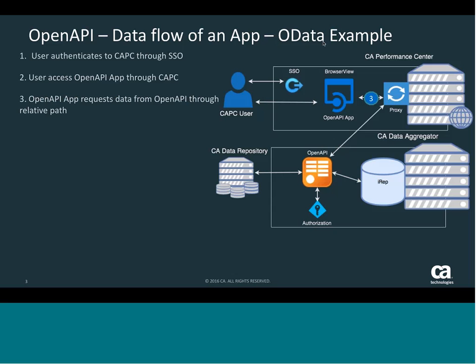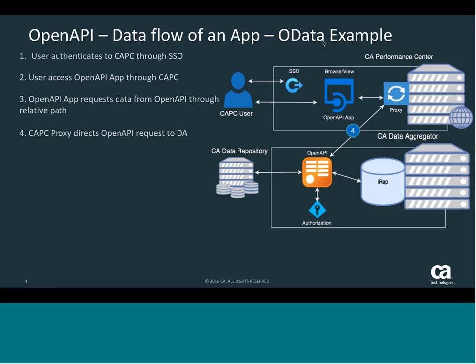So to mitigate that, we added a proxy to CA Performance Center. And in 3.0, that proxy allowed us to go and query the OpenAPI on the data aggregator directly as if it was locally hosted on CA Performance Center. That way we're avoiding firewall restrictions, all those other things that would prohibit users from being able to leverage our OpenAPI apps within CAPC itself.